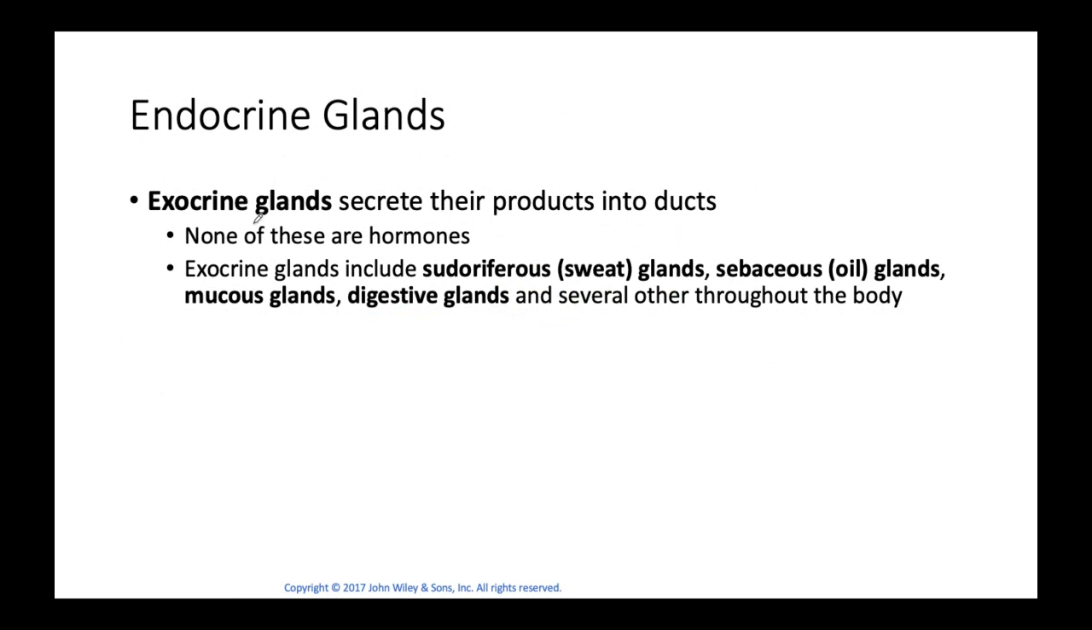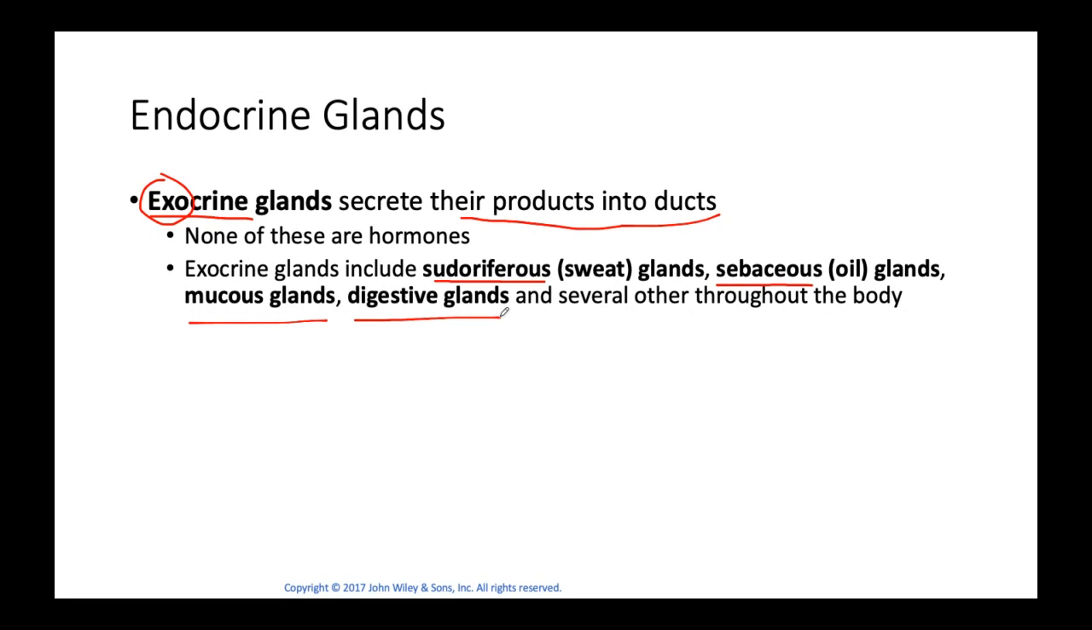Now, you heard me talk about endocrine and exocrine. So exocrine, exo, like exit, they're going to secrete their products into ducts, and then those ducts are going to release them somewhere onto the epithelial surface. So we have sweat glands that are known as sudoriferous glands. We have oil glands that are referred to as sebaceous glands. And then we have mucus glands, and we have digestive glands. Then we have mammary glands, right?